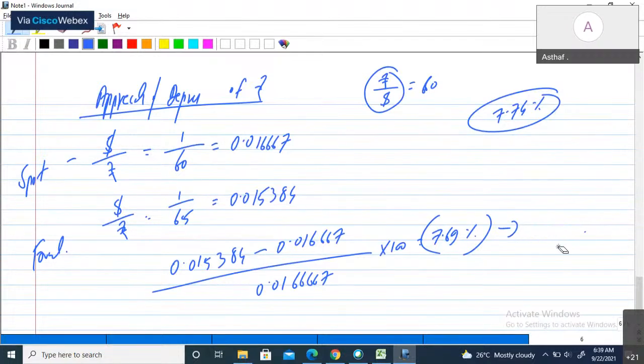So here you have a negative. If it is a negative, we call it a depreciation.